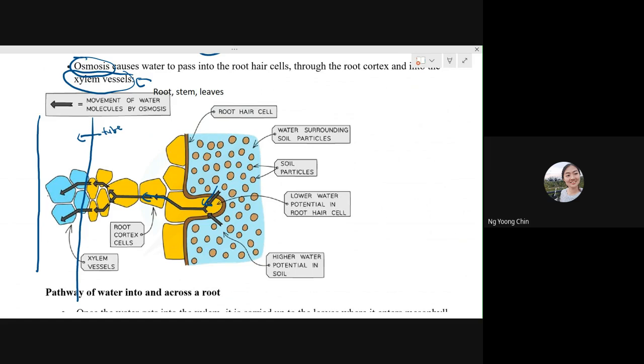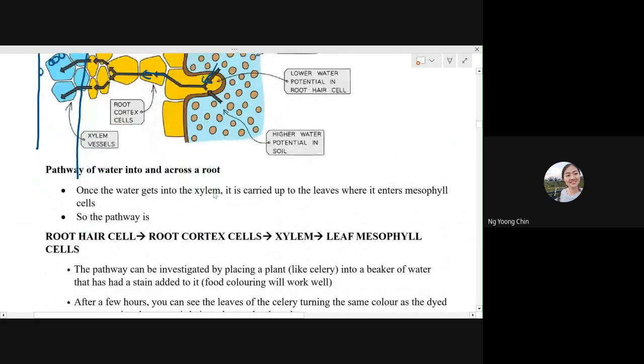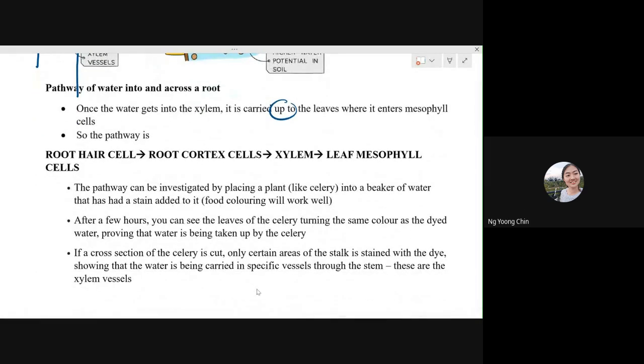the water will form attachments between each other, which allows the water to be transported against the gravitational force. This means that the water will be transported in the upward direction. Once the water gets into the xylem, it is carried up into the leaf, and then it will enter the mesophyll cell. So this is a pathway.